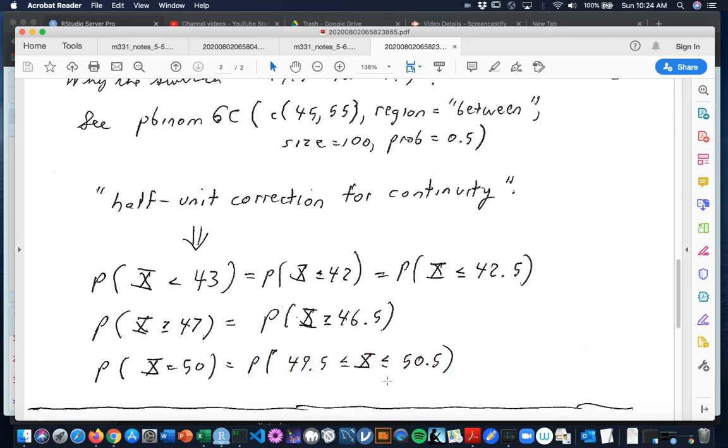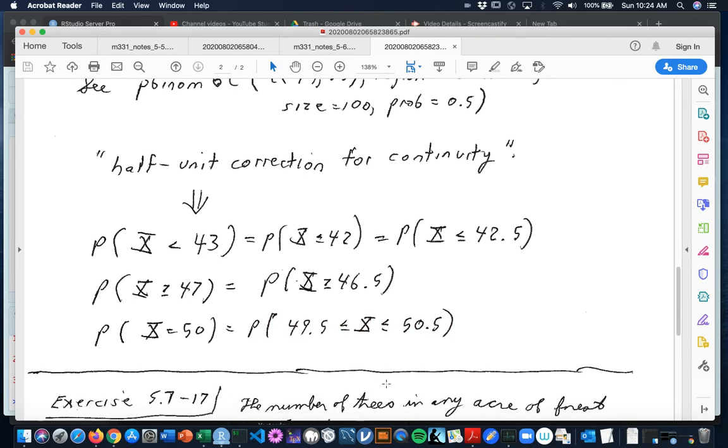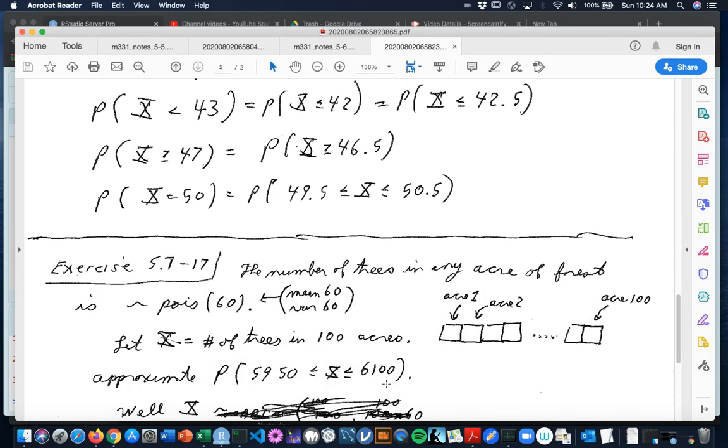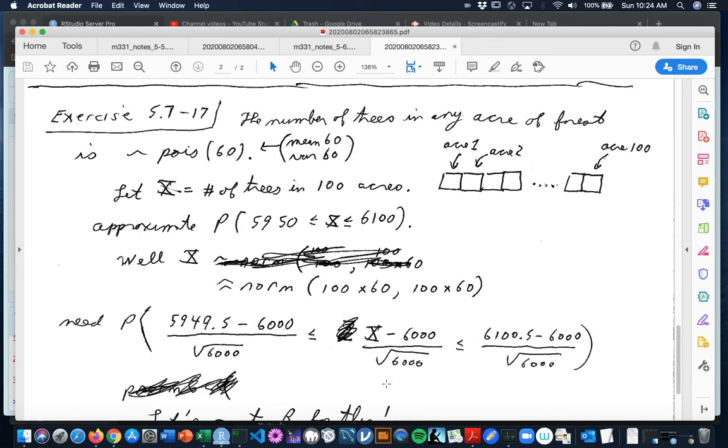And then you would get the chance of 50 heads approximated. Let's try another example. Let's say the number of trees in any acre of forest is distributed as Poisson with a rate of 60. So that means the expected number of trees in an acre is 60. The variance is 60. That's how Poissons are. The mean and the variance are both the lambda parameter.